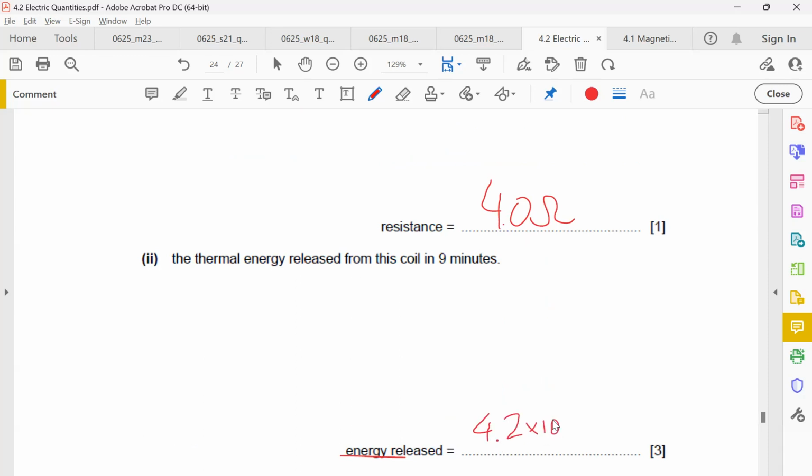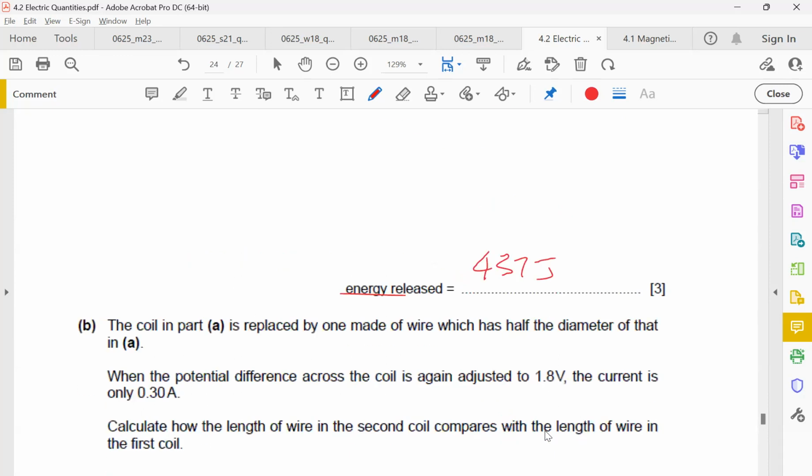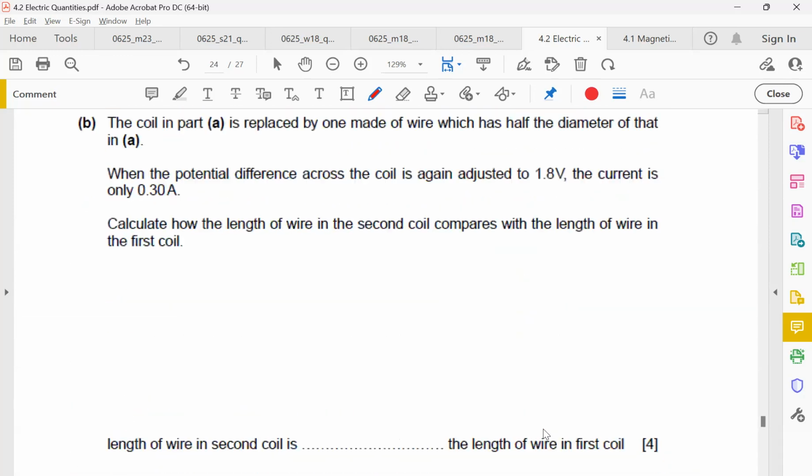4.2 times 10. Definitely. 4.2 times what? 1.8. No, I mean the final answer. How much is the energy? 437. Wait, why so different one? Times 10 to the power of, or just 437? So little. Yeah, it's 437 joules.